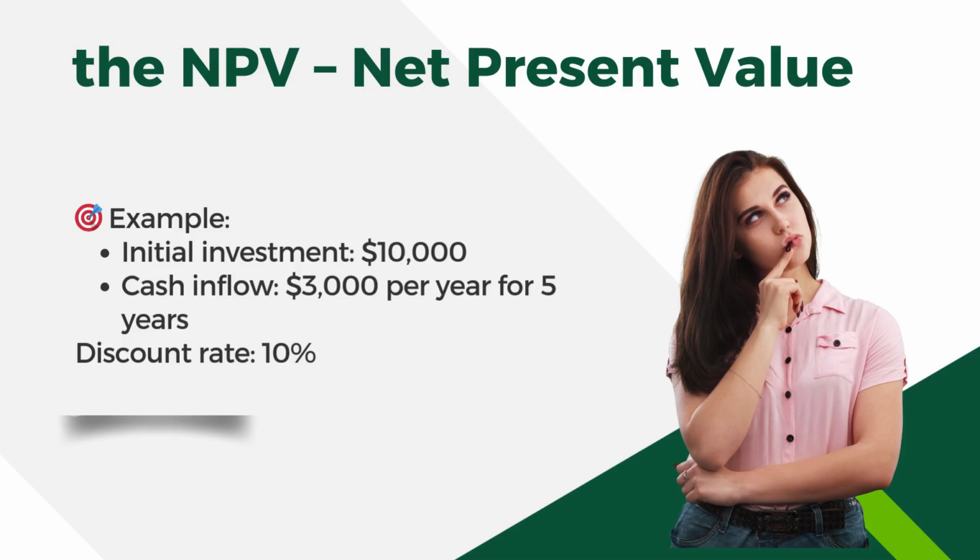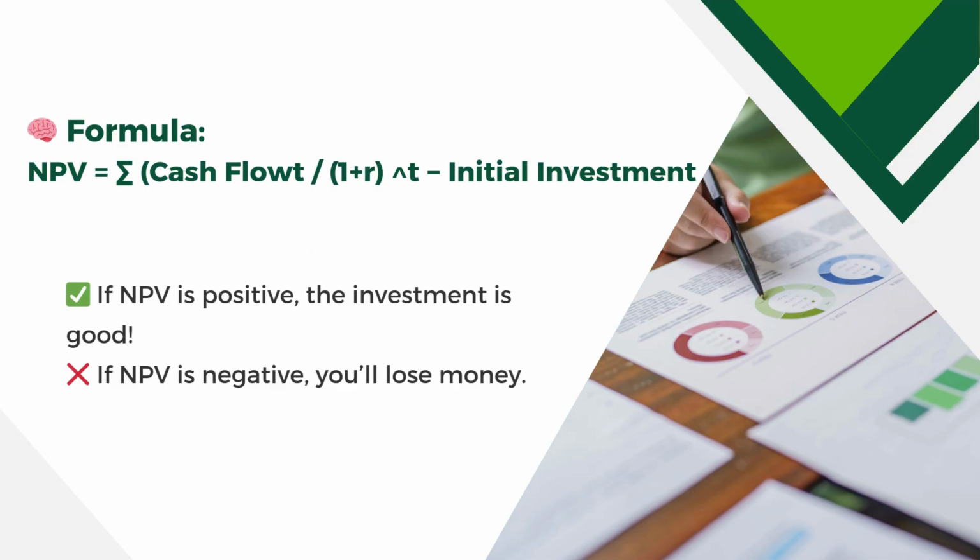Example: initial investment $10,000. Cash inflow $3,000 per year for 5 years. Discount rate 10%. NPV equals 3,000 divided by (1 plus 0.10) to the 1, plus 3,000 divided by (1 plus 0.10) to the 2, plus 3,000 divided by (1 plus 0.10) to the 3, plus 3,000 divided by (1 plus 0.10) to the 4, plus 3,000 divided by (1 plus 0.10) to the 5, minus 10,000. Result: NPV equals $1,372.40. It's a good investment. You'll earn over $1,300 on top of recovering your original $10,000.